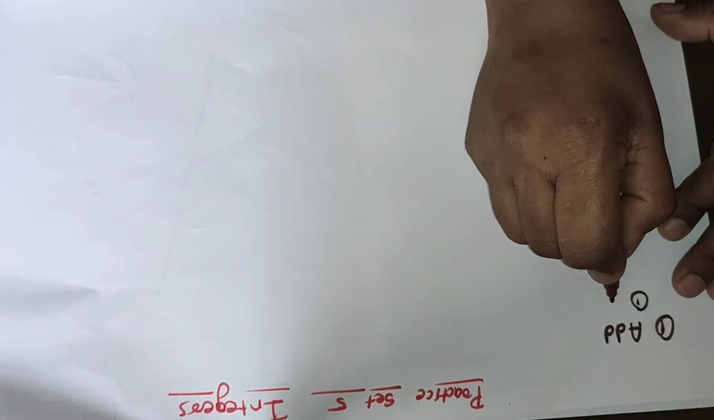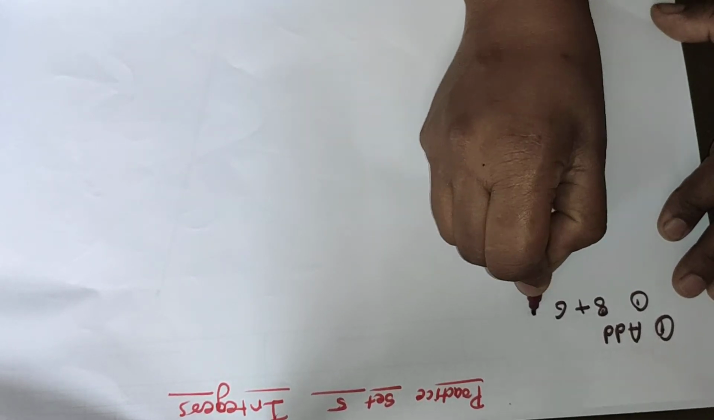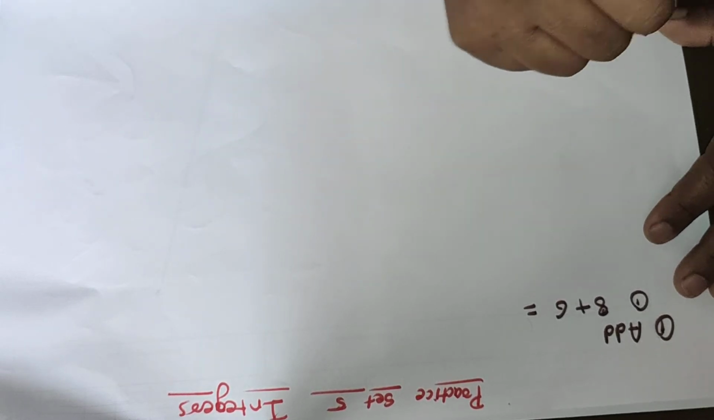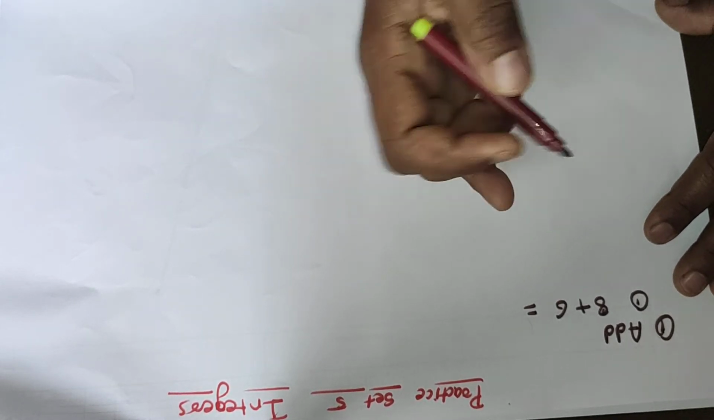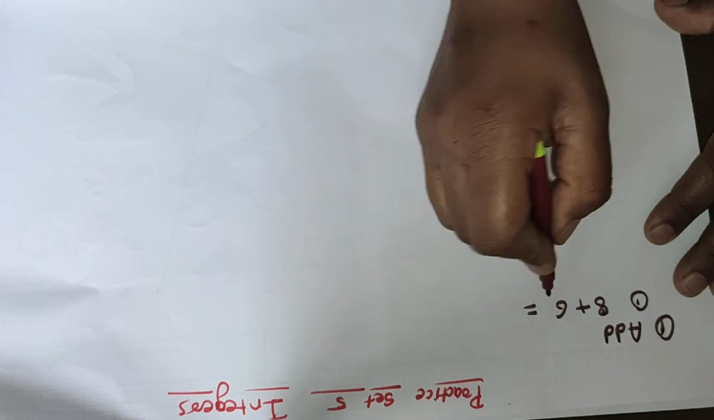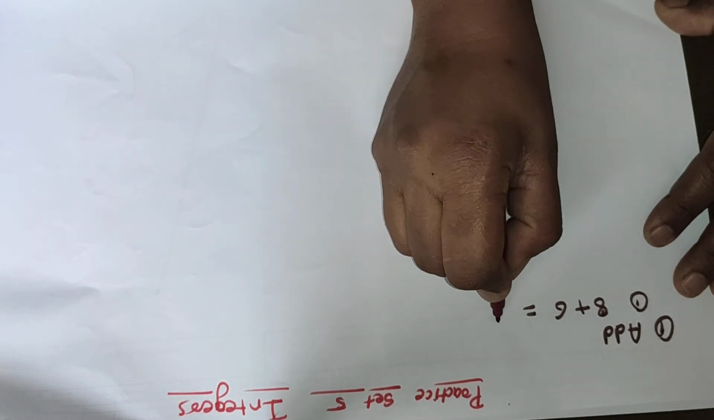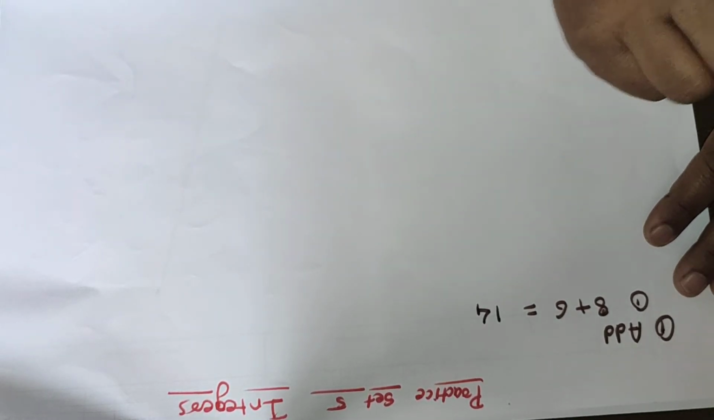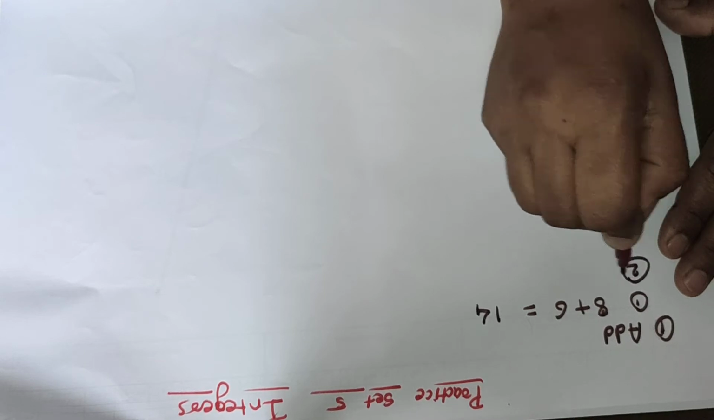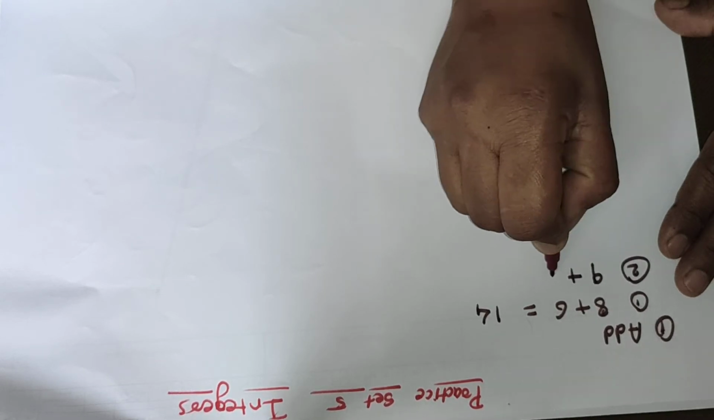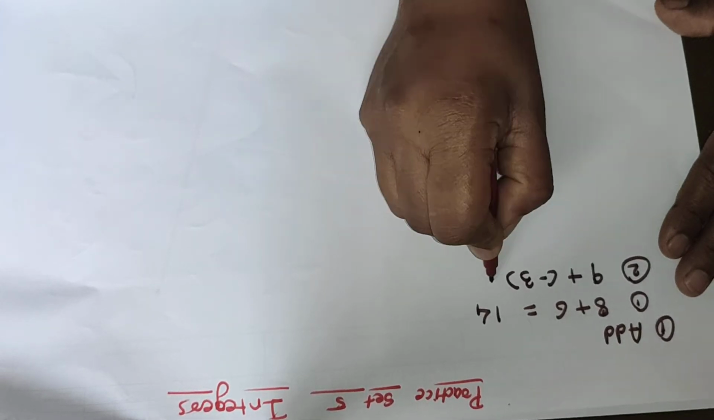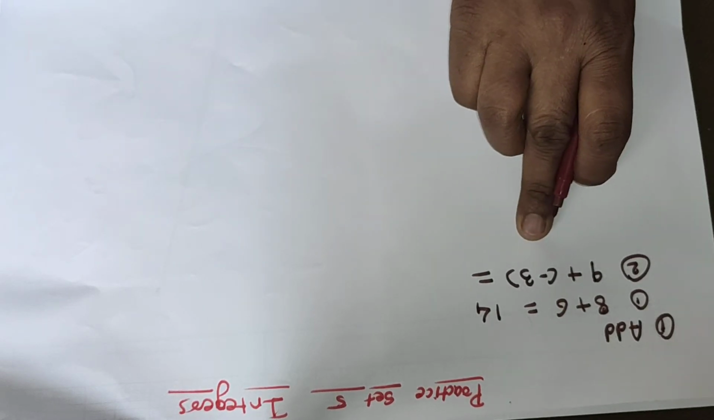Which is the first question? 8 plus 6. Tell me what is its answer? 8 plus 6 is equal to, just you can add this, it is simple only. So 6 plus 8 is equal to 14. Okay. Second question is 9 plus into bracket minus 3.